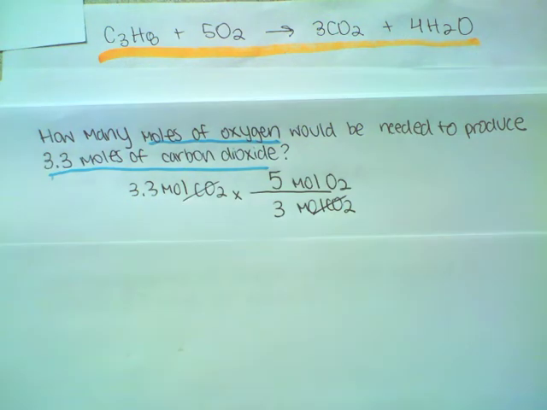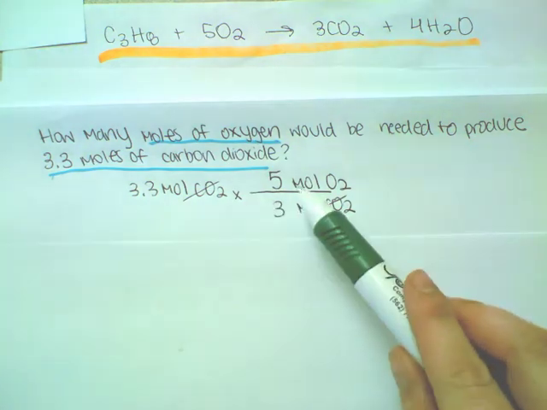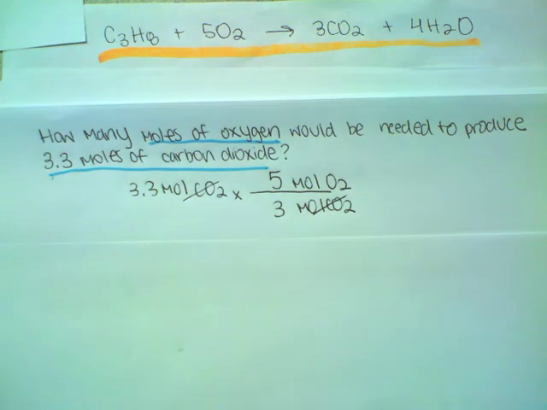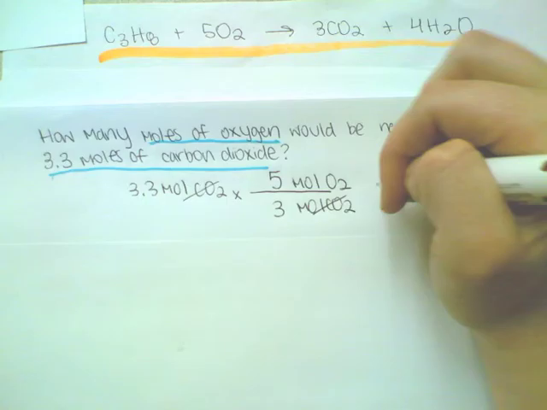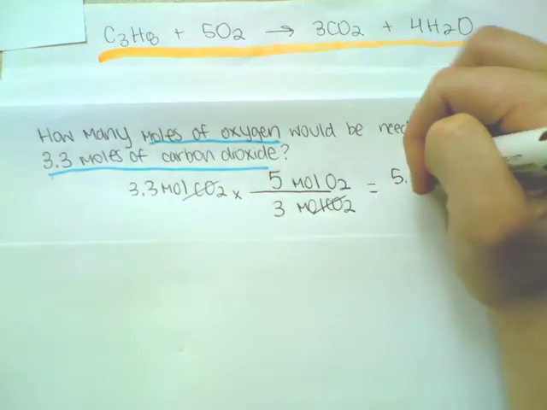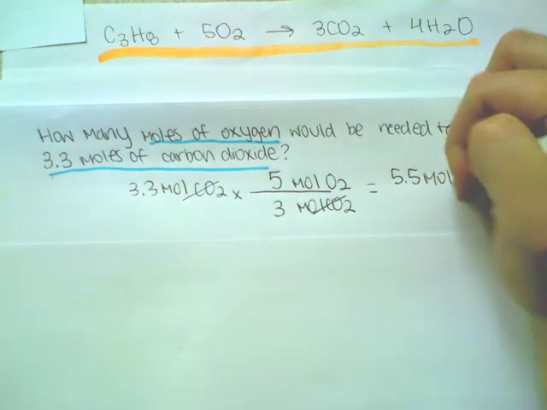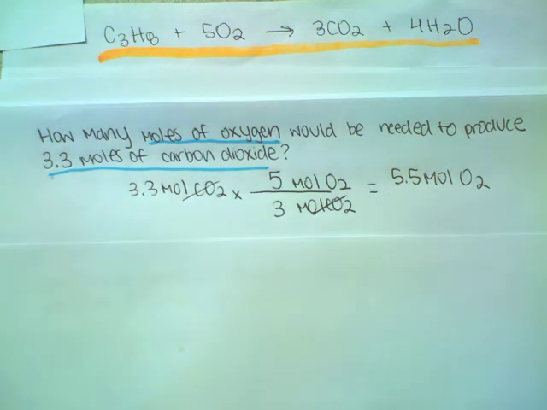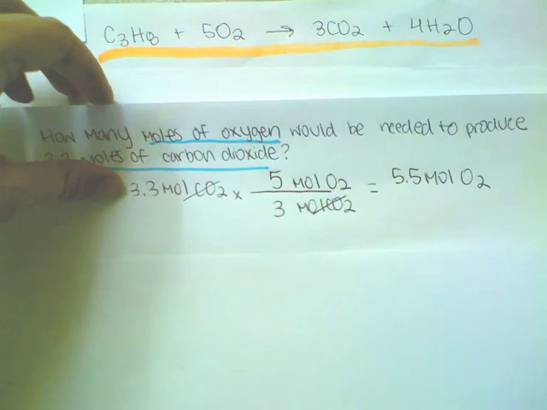Okay, and then you're going to multiply the numbers on the top and divide by the numbers on the bottom. So you have 3.3 times 5 divided by 3. You'll get 5.5 moles of oxygen. Okay, and you can watch a later video where I explain conceptually what this problem is actually doing.